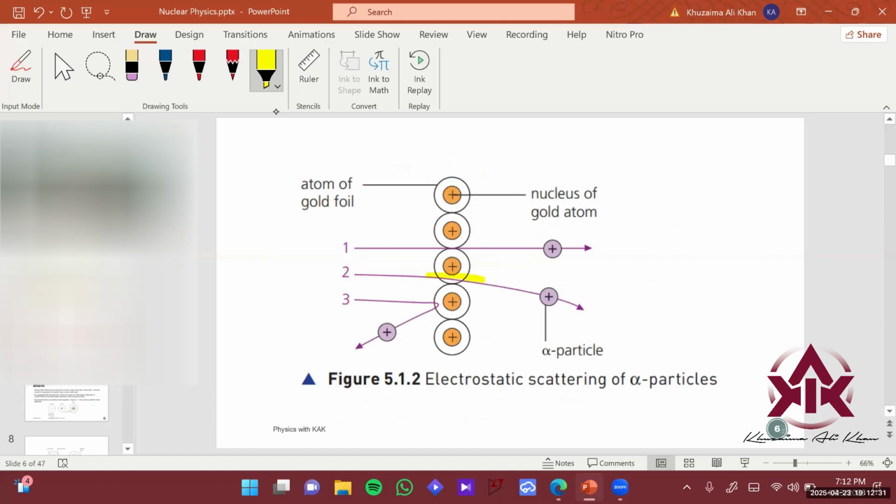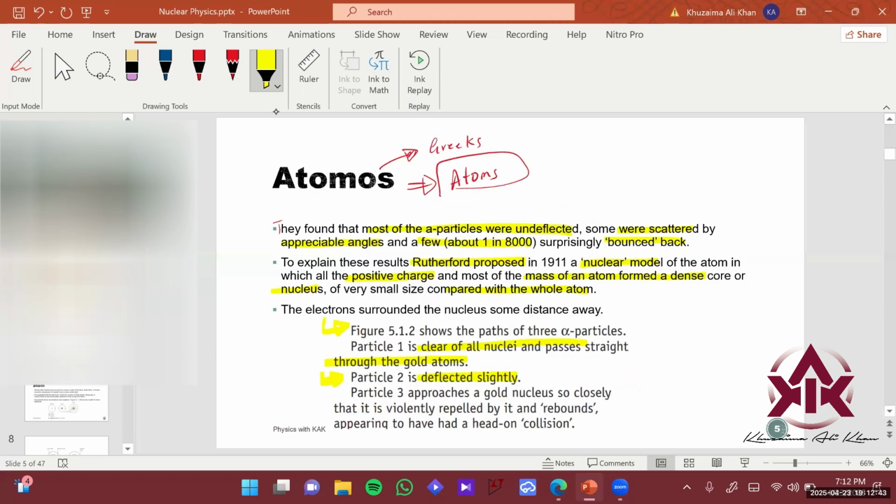And then we have a third particle which strikes directly towards the nucleus, so it bounces back, right? It bounces back, because positive repels, right? And this is particle three that is violently repelled by it. It rebounds after having a head-on collision here, right? So what is a head-on collision? When two bodies strike together, almost their center meets the center of the other particle, right? They strike in a linear direction, right?